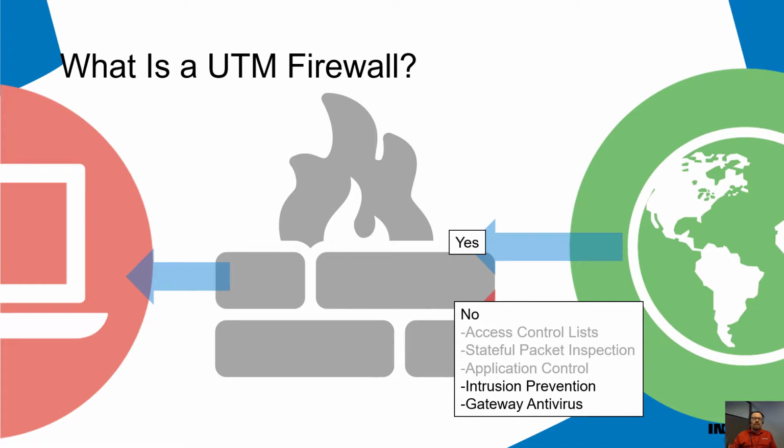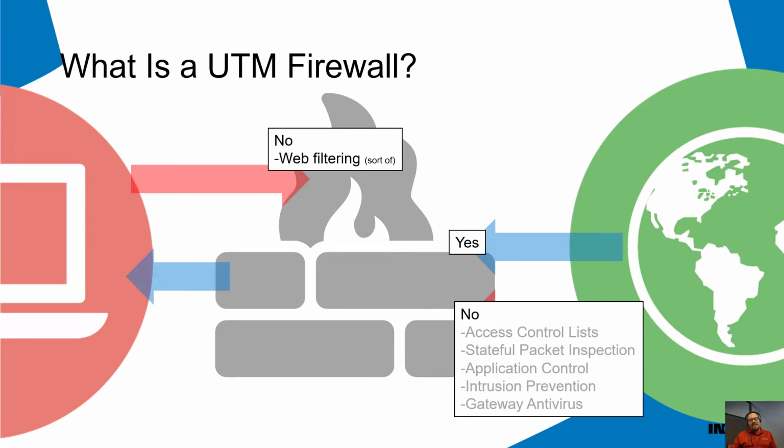There's also another one called web filtering. Web filtering has the effect of saying there's a no in the other direction too. You can't go to these websites. And I say sort of, because what it's really doing is saying these websites can't answer you. But you can think of it like this: web filtering is another thing on the UTM firewall saying we can't go to these addresses.